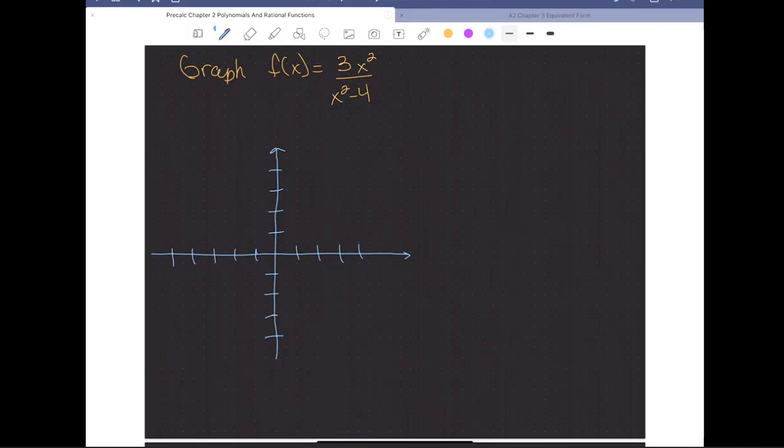I think that'll work for us, right? And then we're going to go through these 6 steps. So 6 steps.